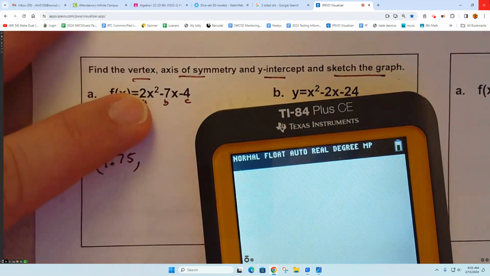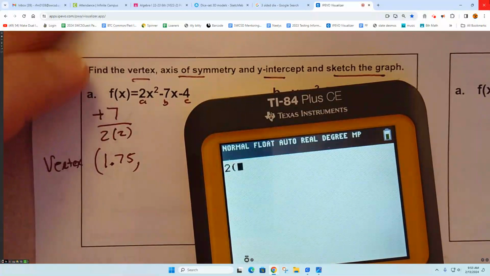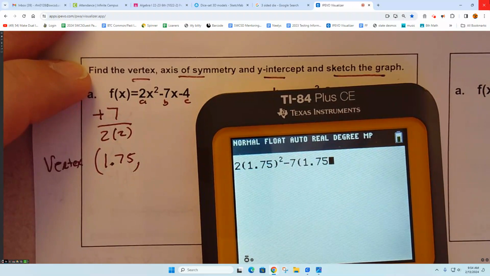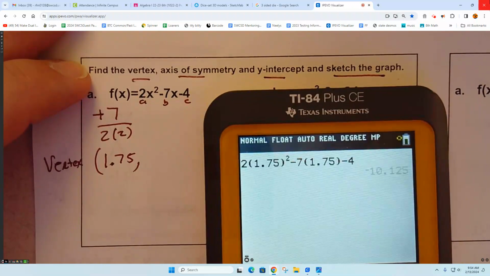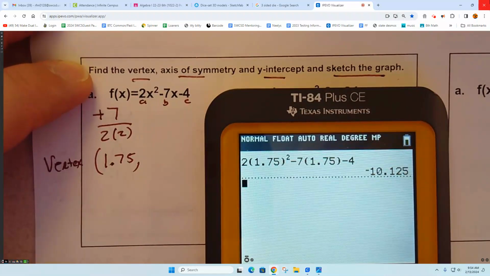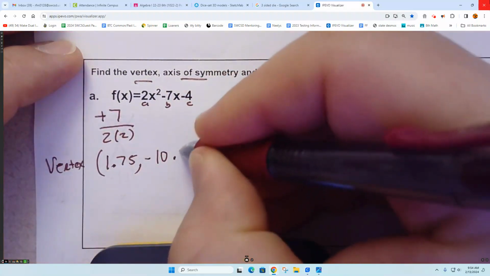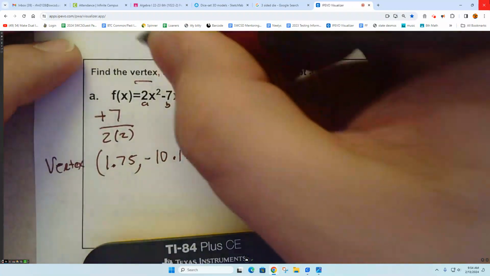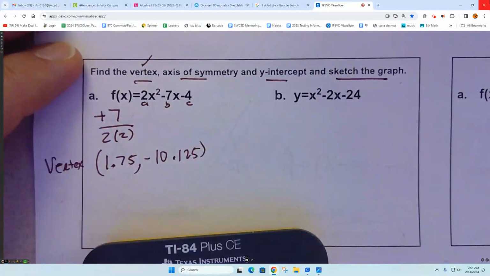So I'm going to go to my calculator. I'm going to type 2 parentheses 1.75 squared minus 7 parenthesis 1.75 minus 4, and you get this awesome ugly number of negative 10.125. And there's my vertex. I've done one step, find the vertex.